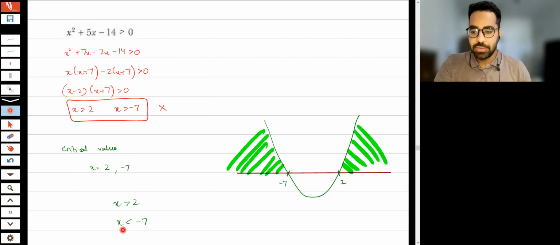One thing again that should come into your mind is that we did not put equals to here because I didn't have an equals to sign in my question, okay? So since I didn't have an equals to sign in my question, I did not put equals to here. Only greater than will come here and less than will come here, right?